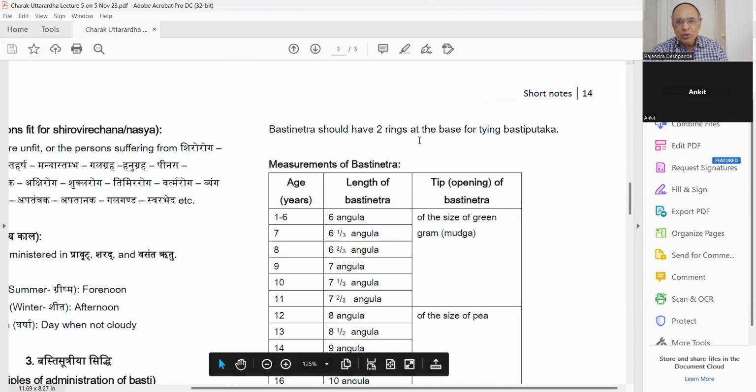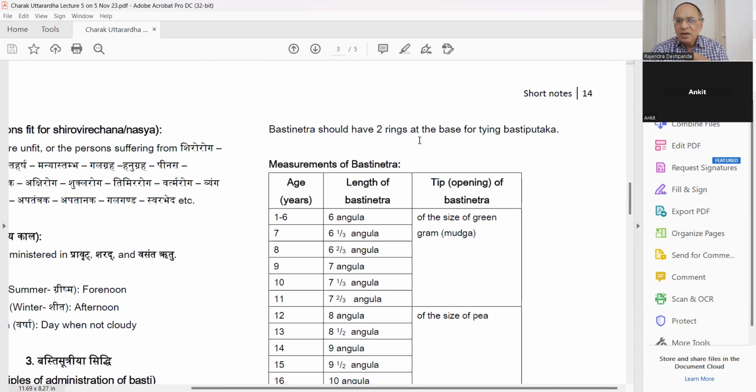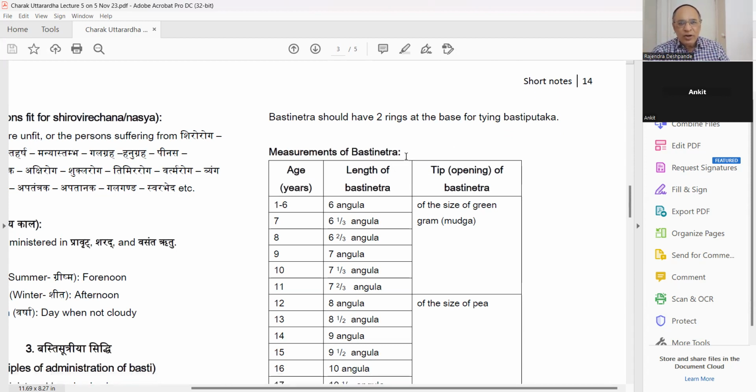Basti Netra should have two rings at the base for tying the Basti Putaka. See, the different words are there: Basti Netra and Basti Putaka. Putaka is like a bag. Okay, so now the measurement of Basti Netra according to age.